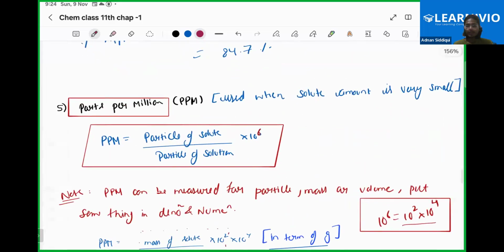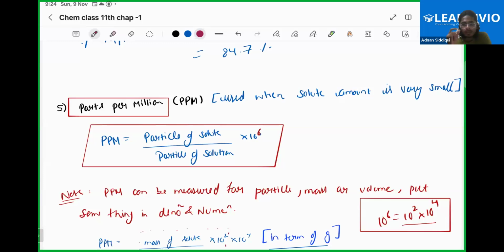Now we have another concentration term. This is called parts per million. Again, you are trying to calculate the concentration or strength of the solution. Here, parts per million is different from the things that we have studied. In parts per million, you calculate a very small amount of solute. ppm is generally used when we are dealing with contamination. Suppose your water tank is contaminated by some foreign entity, for example chloroform, CHCl3.